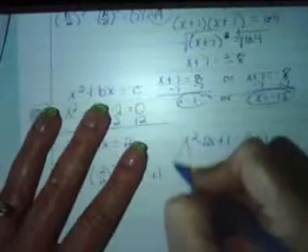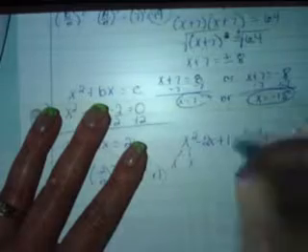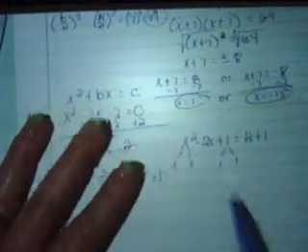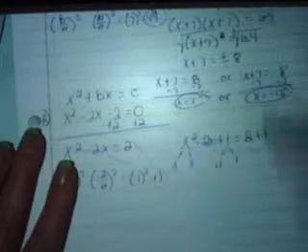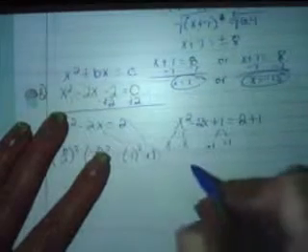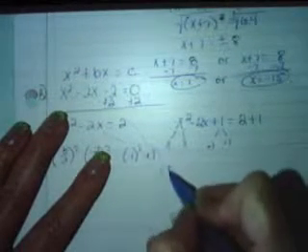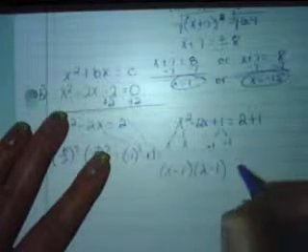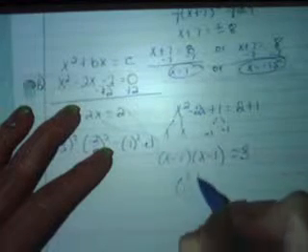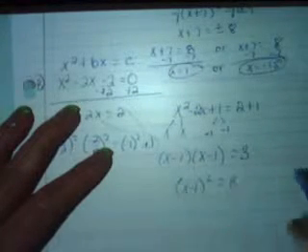Okay, factor your perfect square trinomial. Your factors of x squared are x and x. Your factors of 1 are 1 and 1. However, when I add them together, I want it to be negative 2, so this has to be a negative and a negative. That's going to factor to be x minus 1 times x minus 1 equals 3, or in other words, x minus 1 squared equals 3.